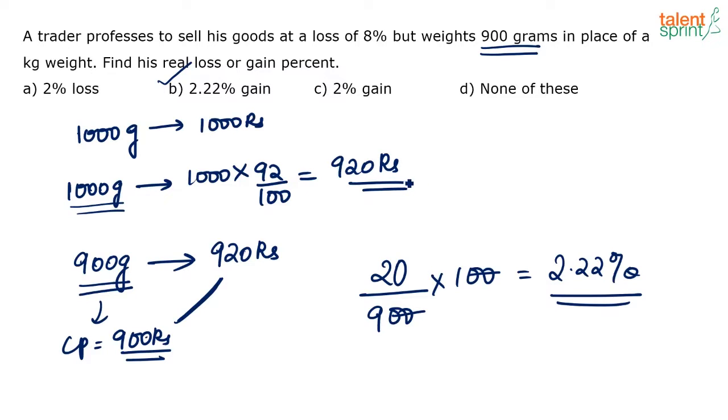But in real time, with respect to weight, what is he doing? In place of 1000 grams, he is only selling 900 grams. So goods which are worth only 900 rupees, he is selling them for 920 rupees. So his gain percentage is nothing but 20 divided by 900 into 100, which is equal to 2.22% gain.